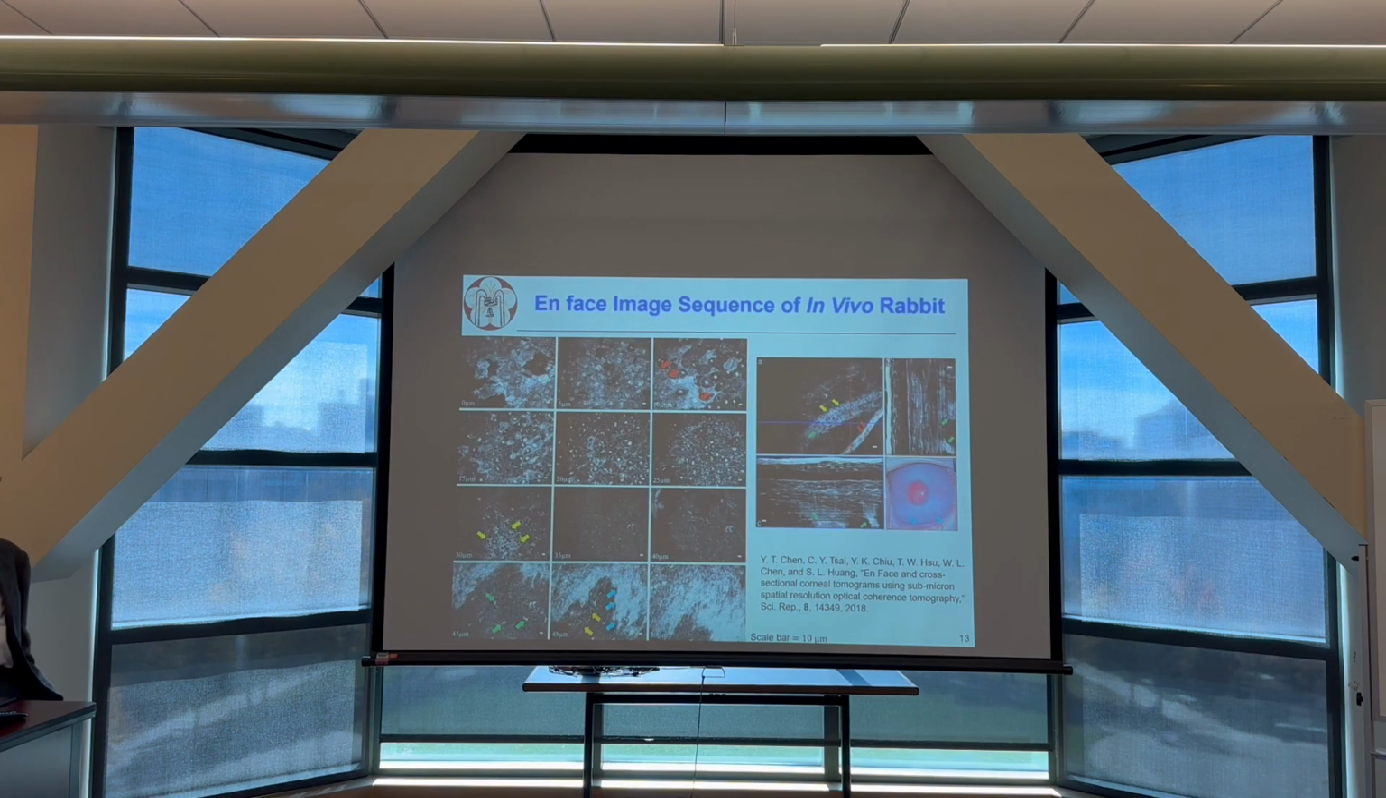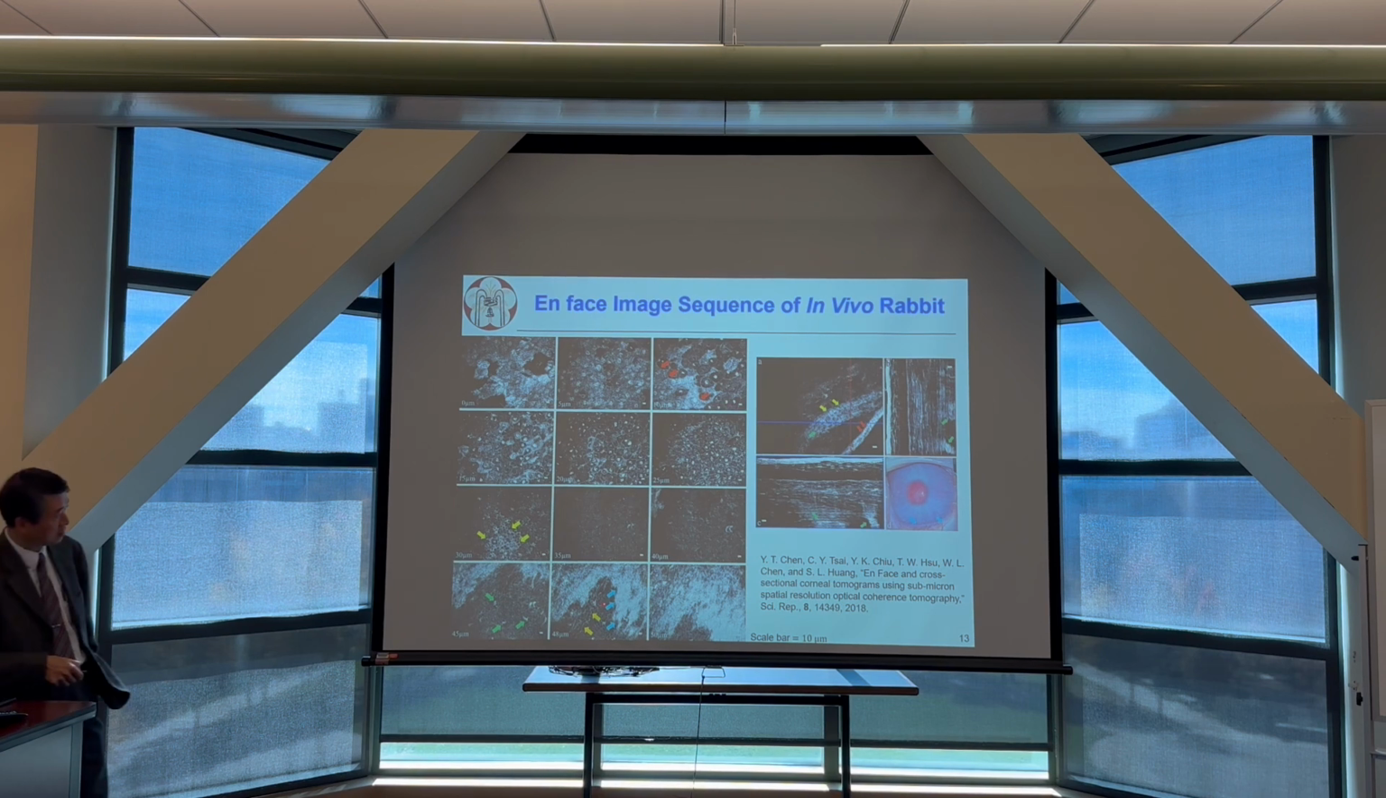Okay, so you can apply it on the human skin. Apparently, you can also apply it on the cornea. Okay, so this is in vivo rapid imaging. This is the superficial layer of the cornea. This is the wing layer. This is the basal layer, and this is the Bowman layer.